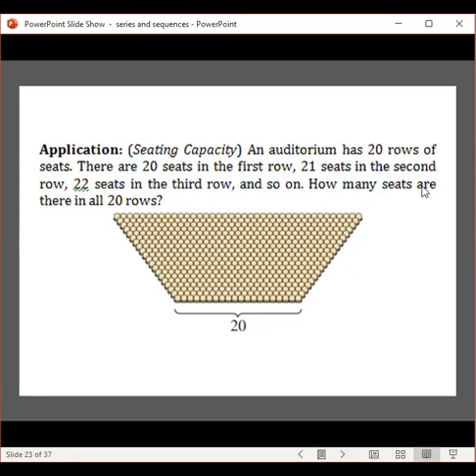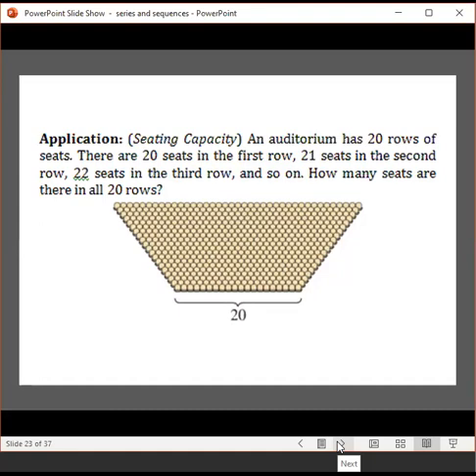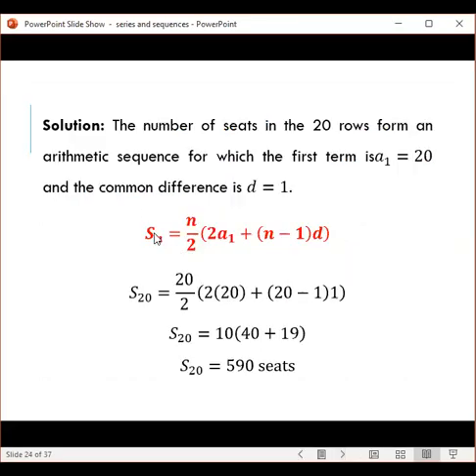So looking at this, we have 20 rows and there are 20 seats. So meaning a sub 1 is 20, a sub 2 is 21, a sub 3 is 22, and so on. So our n is 20 because again, there are 20 rows. So using our formula S sub 20, that's the sum of all chairs in the 20 rows. We have n over 2, quantity of 2 times a sub 1 plus the quantity of n minus 1 times d. We know the common difference is 1 because the first row contains 20 seats. The second row contains 21 seats. So there is 1 chair as a common difference from the first and the second row.